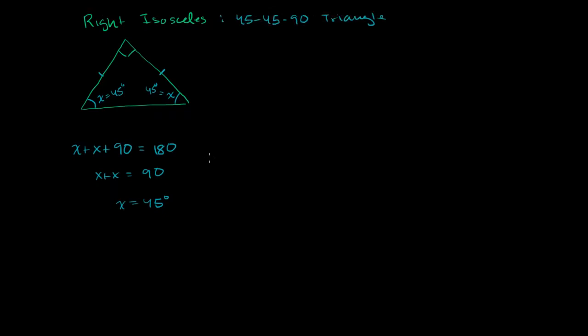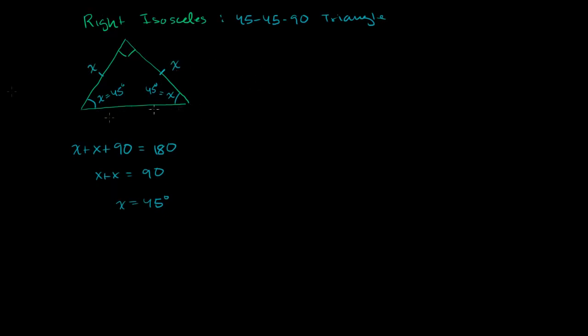What I want to do in this video is come up with the ratios for the sides of a 45, 45, 90 triangle, just like we did for a 30, 60, 90 triangle. This was actually more straightforward, because in a 45, 45, 90 triangle, if we call one of the legs x, the other leg is also going to be x, and then we can use the Pythagorean theorem to figure out the length of the hypotenuse.